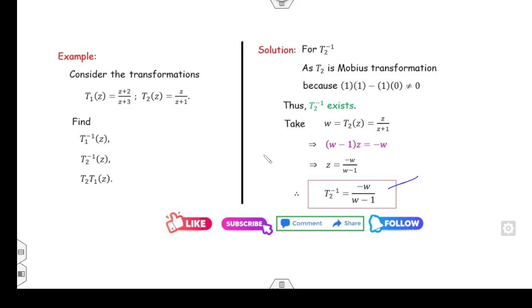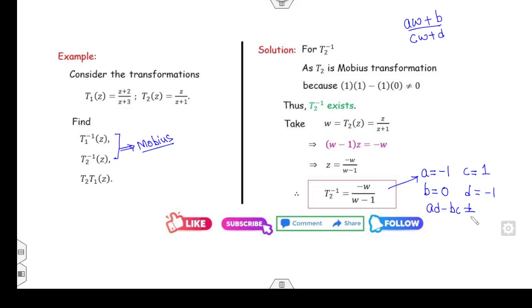Moreover, you can also see that T1 inverse and T2 inverse are also Mobius transformations. How can you check whether they are Mobius transformations? I can find the values of A, B, C and D again. In that case, I can compare with AW plus B over CW plus D. A will be minus 1, B is 0, C is 1, D is minus 1. Again, you can see AD minus BC is non-zero.